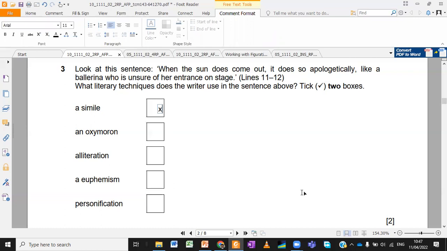What does apologetically mean? It simply means to apologize. Euphemism? No, no, no. Read the sentence again. When the sun does come out, it does so apologetically, like a ballerina who is unsure of her entrance on stage. The sun is a ballerina. The sun is a woman going on stage to perform. What figure of speech is that?